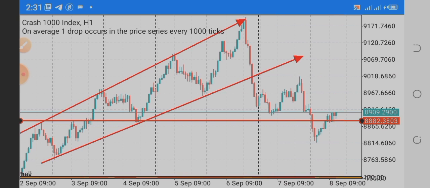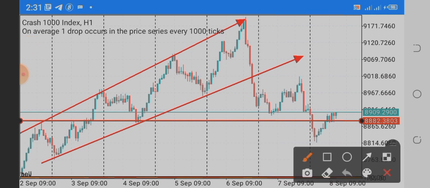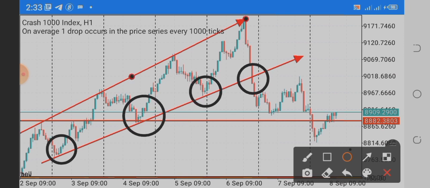Okay, now let me show you something. That's why I like Boom and Crash. It is very simple to analyze. Now watch the breakout here. That's why I said you also have to know when the breakout is coming. When you look at what has been happening here, pay attention. Sorry, let me use a circle. What is happening? Are you people okay? Look at what has been happening here, guys, and look at here. Do you see any difference?